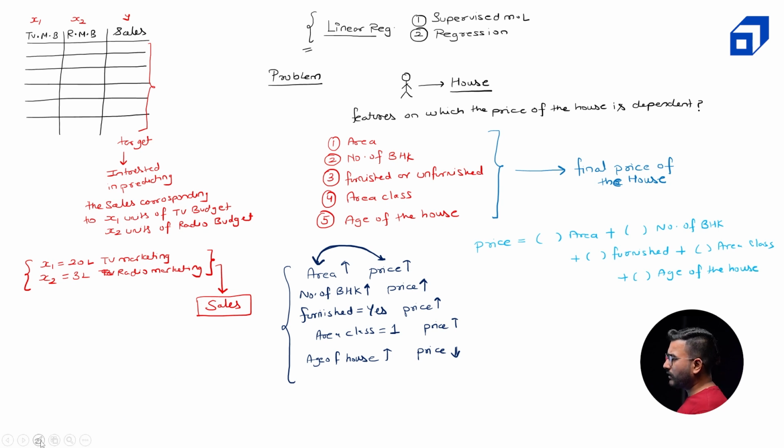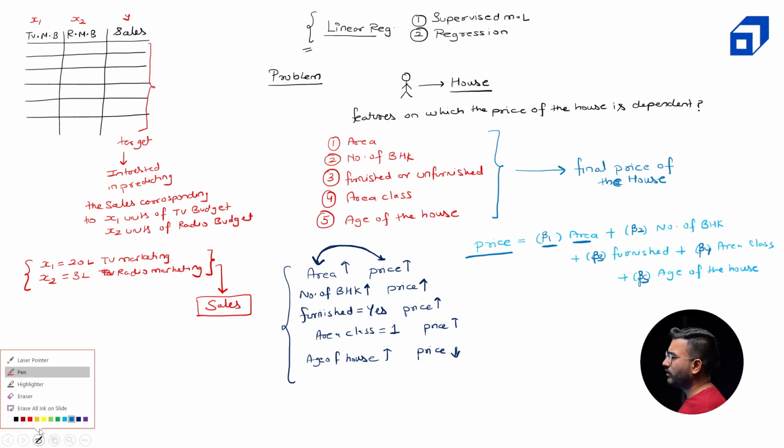Now this is something which is known as a mathematical equation. So I'm saying that the price of the house is somewhat dependent on area. Let's say this particular term we are going to call it as beta 1. Let's call this as beta 2. Let's call this as beta 3. Let's call this as beta 4. Let's call this as beta 5.